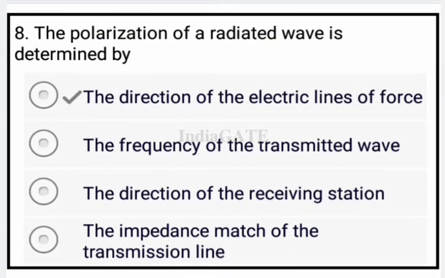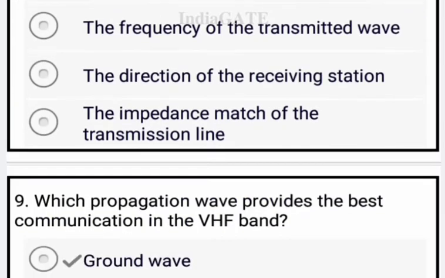The polarization of a radiated wave is determined by dash. It is determined by the direction of the electric line of force. So option A is your correct answer. Now come to the next question.